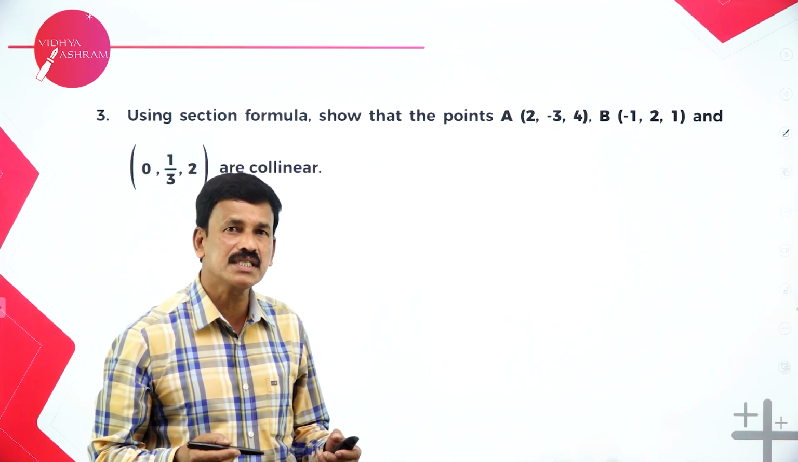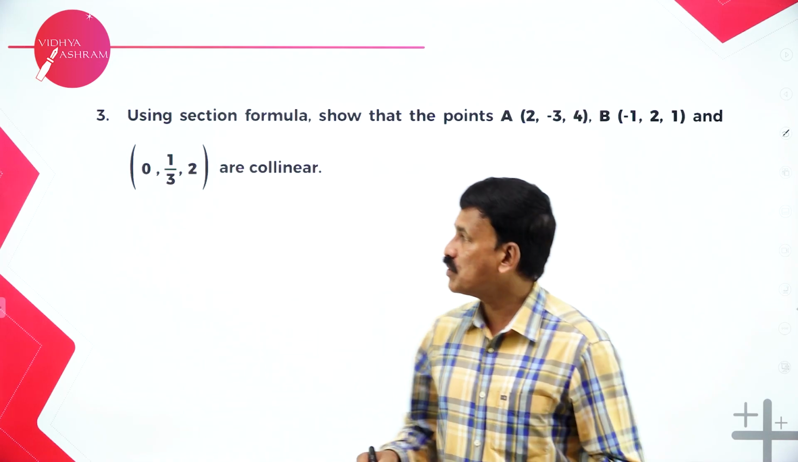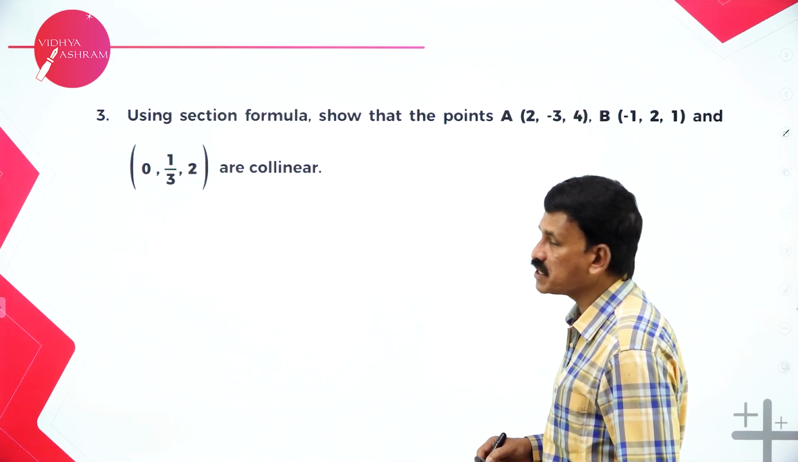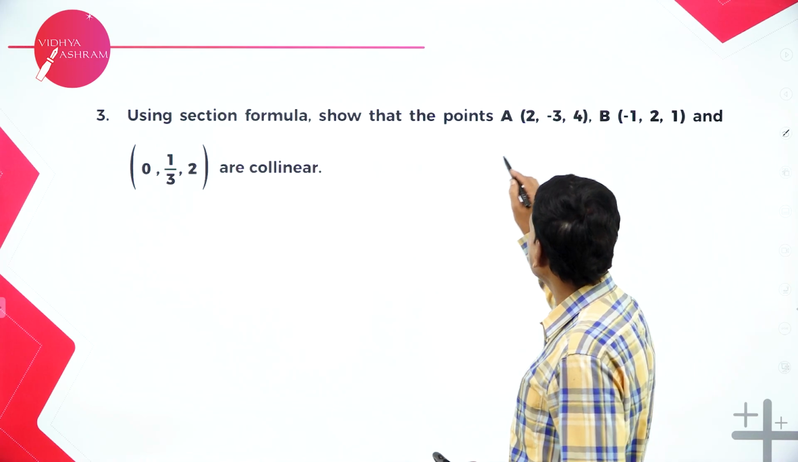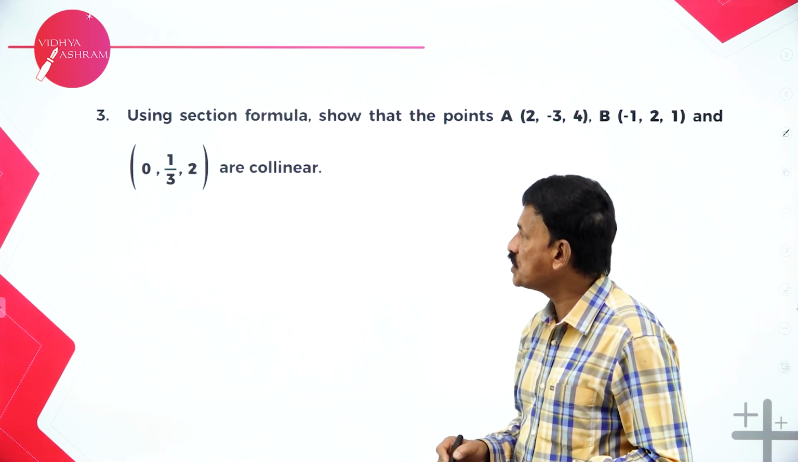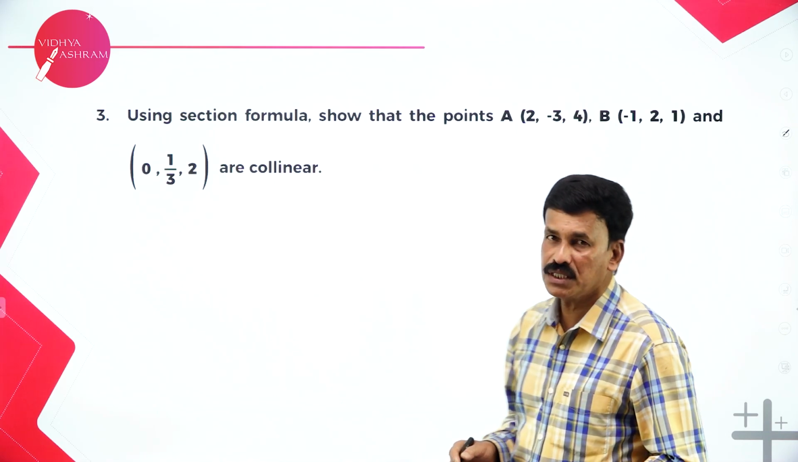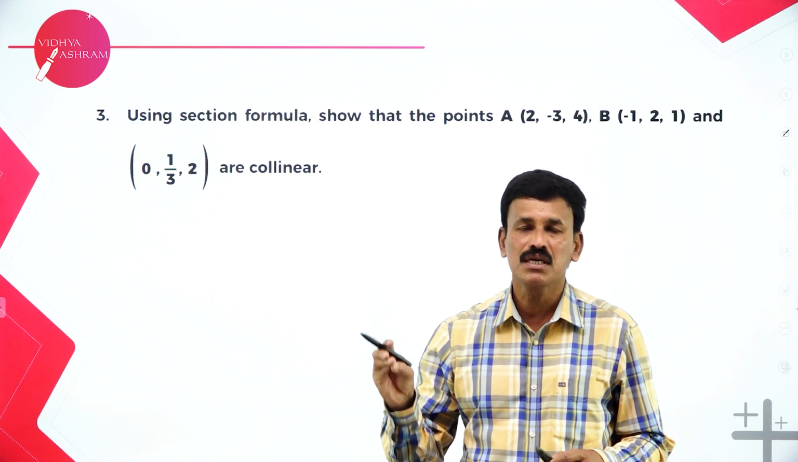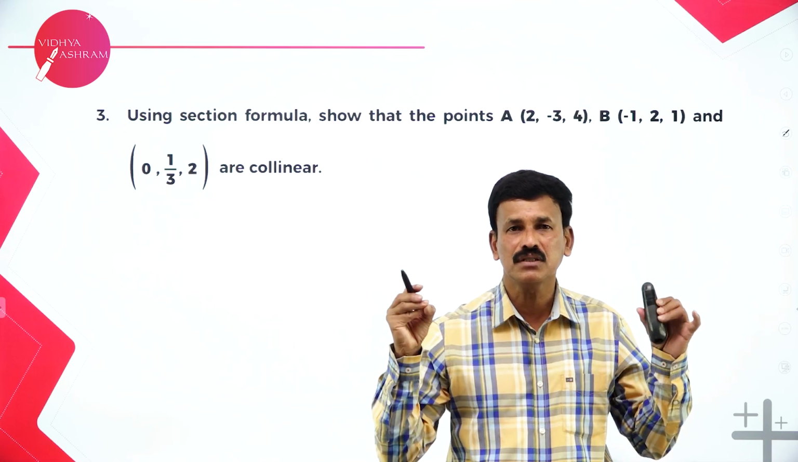Now, move on to the next type of problem. What is the next problem? Using section formula, show that the points A (2, -3, 4), B (-1, 2, 1) and C (0, 1/2, 1/3) are collinear. So, using the section formula, we have to verify that these 3 points are collinear.